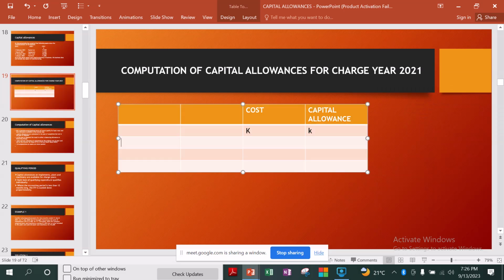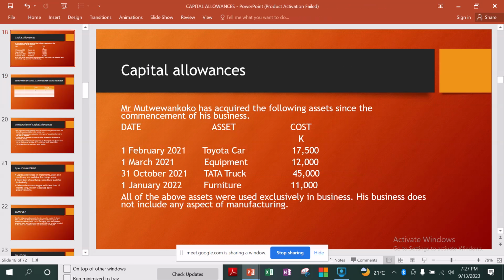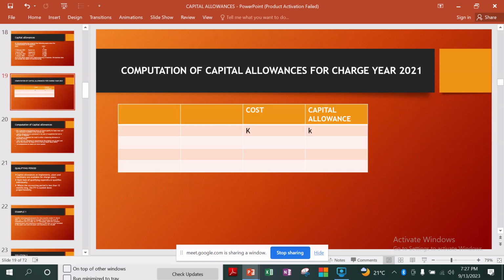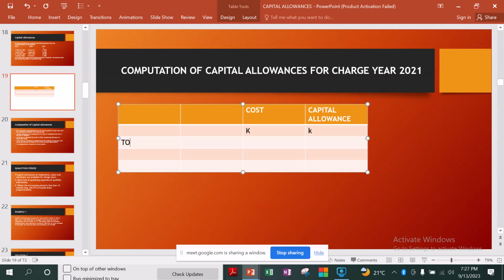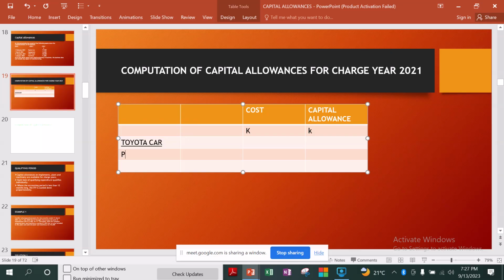Okay. So we are seeing that we have the 1st February a Toyota car. As I said, each asset will be taken separately. So you are going to indicate that we are dealing with Toyota car. Okay, you can underline that one, and then under Toyota car is the purchase cost.